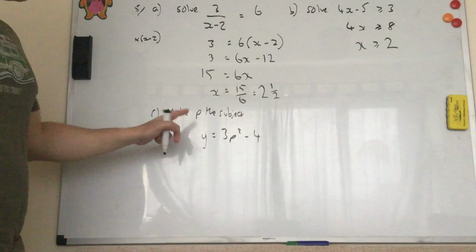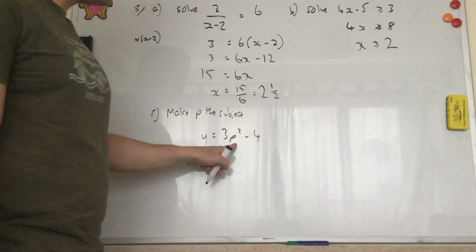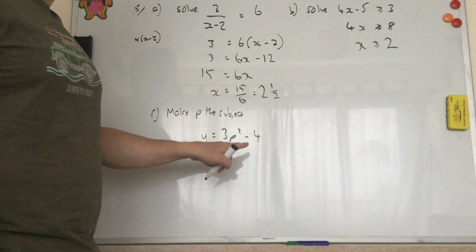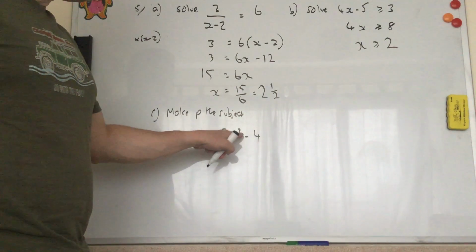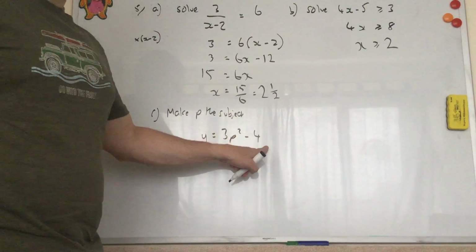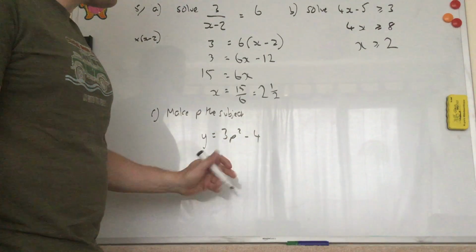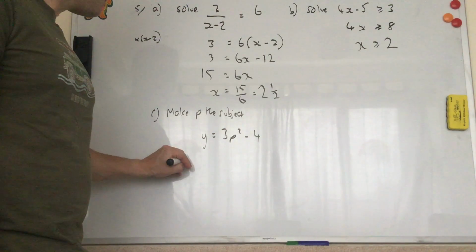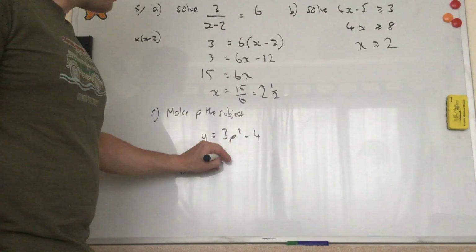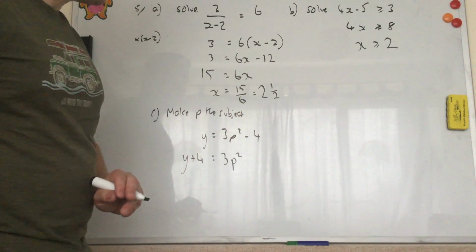Okay, make p the subject. So if we knew what p was, let's say p was 6, the first thing we do is 6 squared. Then we times it by 3, then we take away 4. So we get rid of things in reverse order. So we get rid of a minus 4 by adding 4. y plus 4 equals 3p squared.